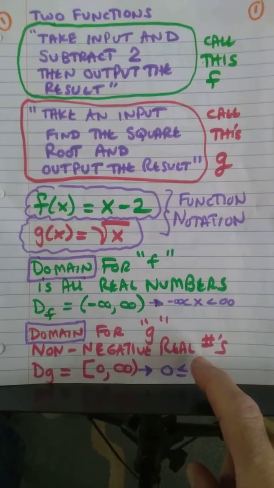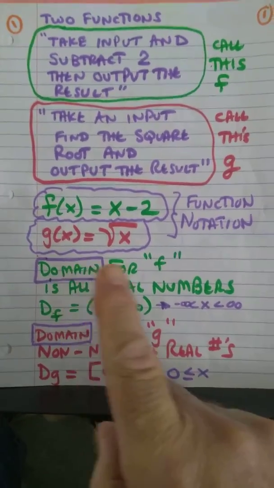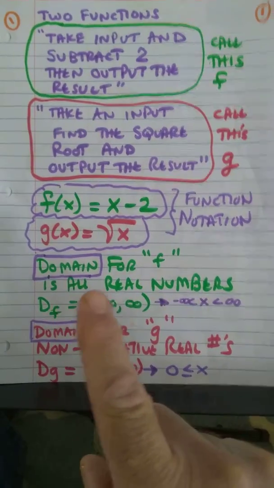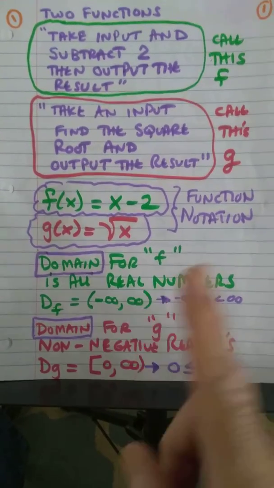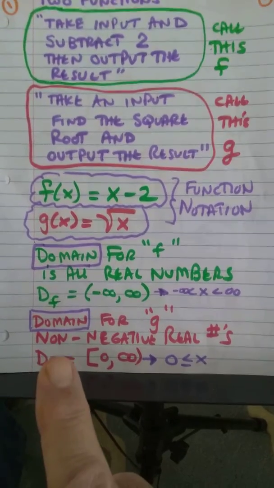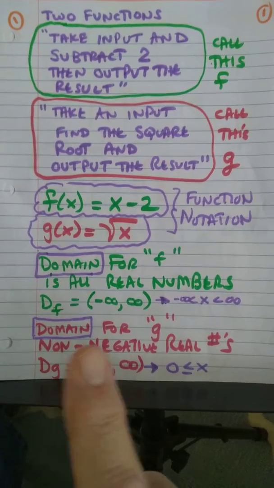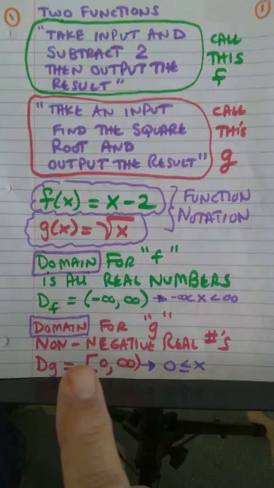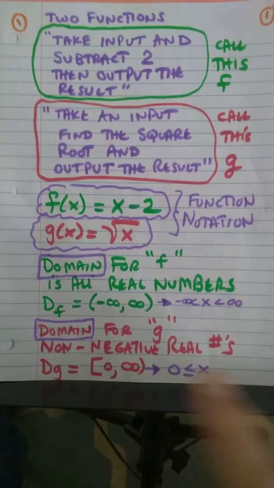Well, then sometimes we need to restrict what kind of numbers we're willing to accept. I think you can tell that function f, the subtract 2, could take any number you give it and subtract 2 from it and produce that as the output. But the function g has to be careful because it can only take square roots of 0 or bigger, non-negative numbers. So the domain for g is going to be from 0 to infinity. You cannot deal with negative numbers.